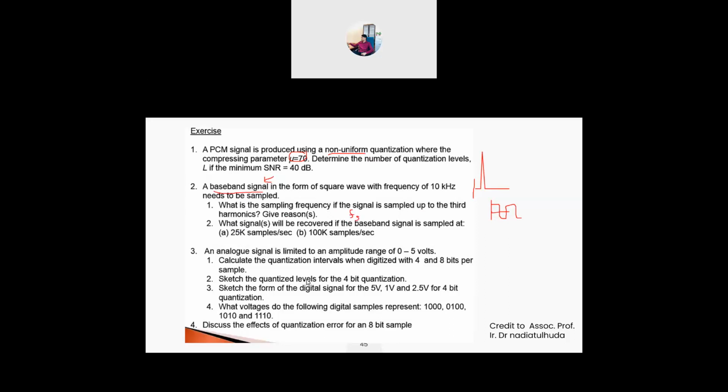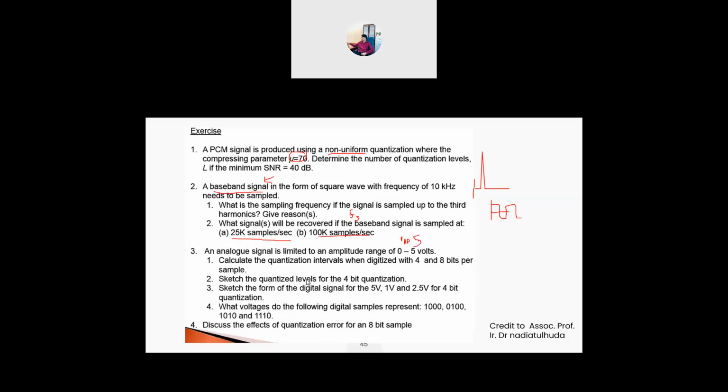Okay, remember the Nyquist rate. Okay, so what signal will be recovered if the base signal is sampled at 25 samples per second and 1000 k samples per second. Okay, so the next one is an analog signal limited to an amplitude range of 0 to 5 volts. So you're going to have V peak to peak equal to 5 volts only.